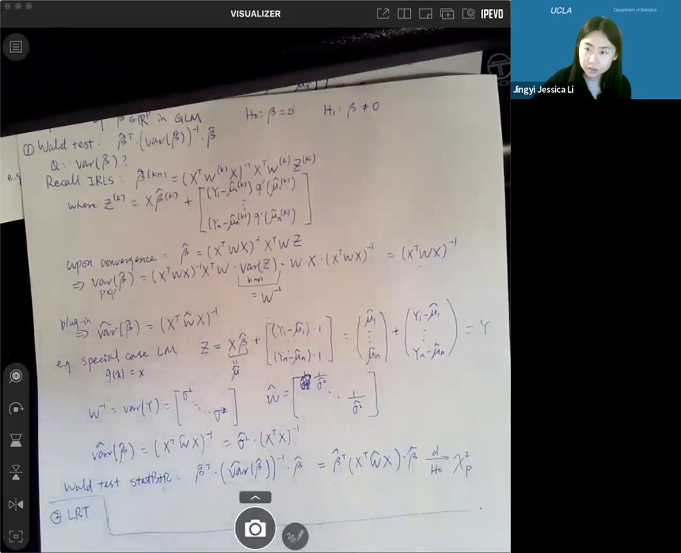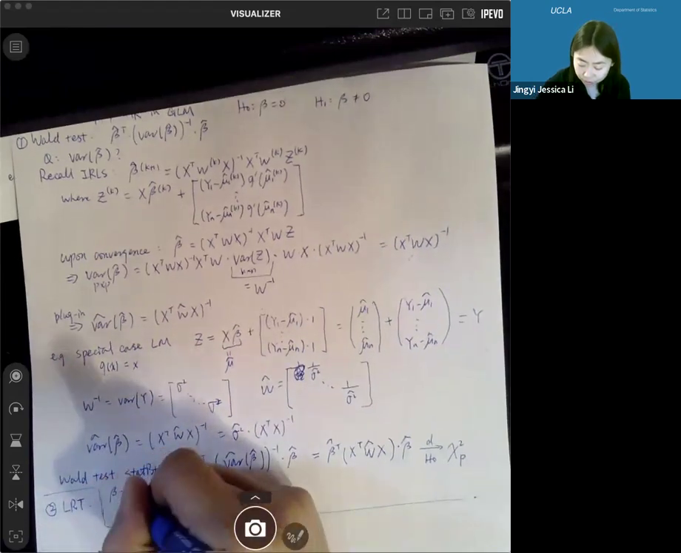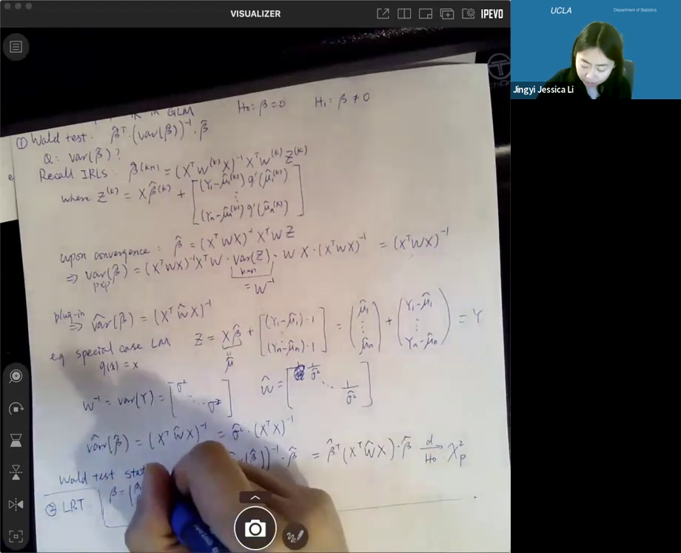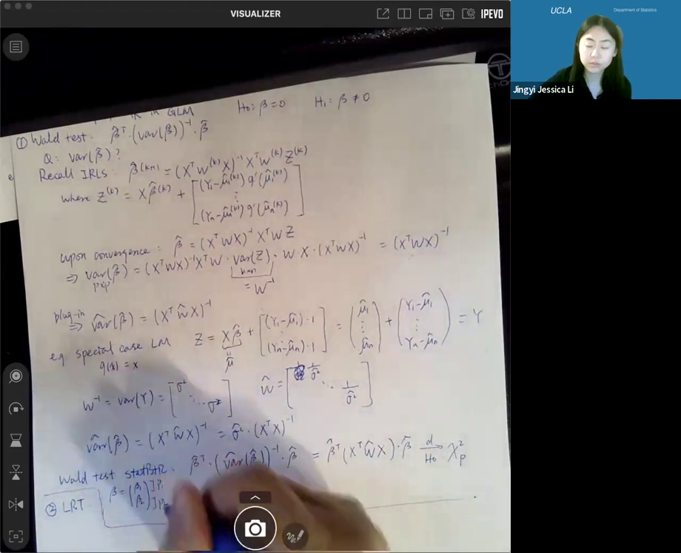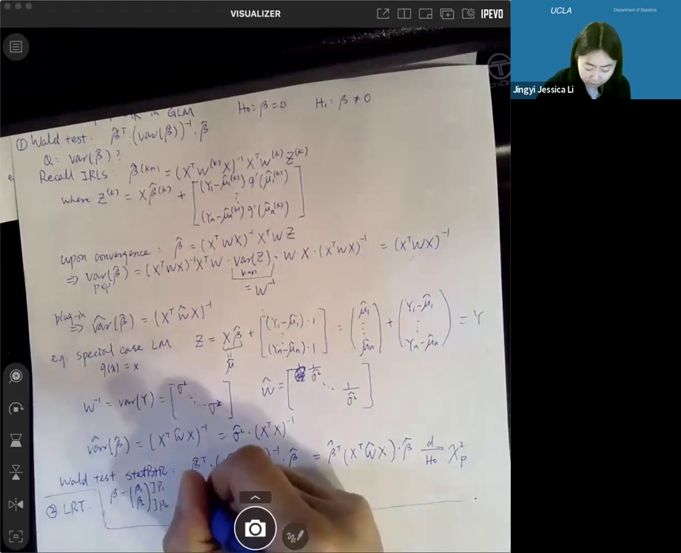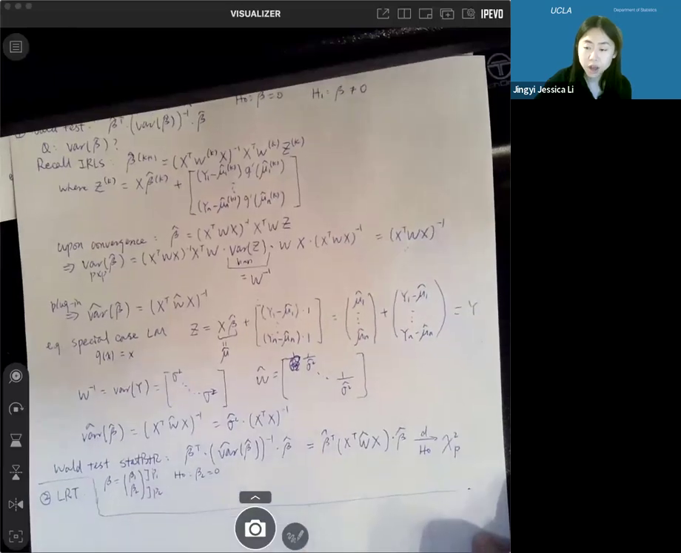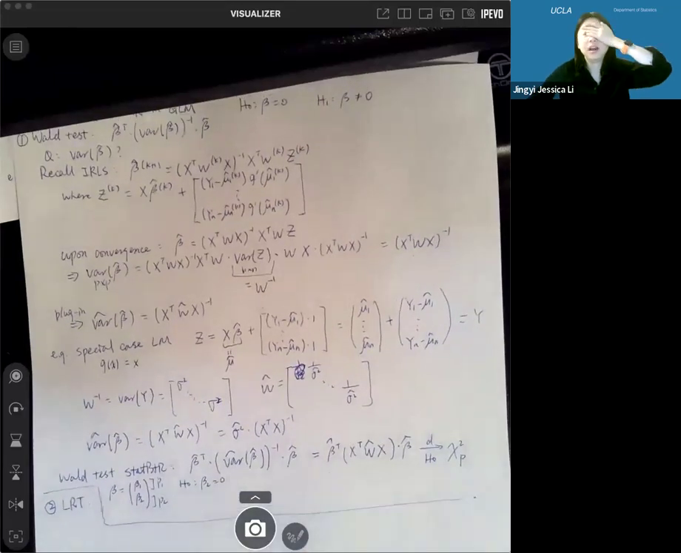So what if the null hypothesis is that, if you write beta as 2 parts, beta 1, beta 2, beta 1 has P1 parameters, beta 2 has P2 parameters. What if this is the case, and your null hypothesis is just about beta 2 being 0? I think this is more often in applications, right? You have many covariates, several covariates, and you are interested in whether a particular covariate has effect 0 or not.